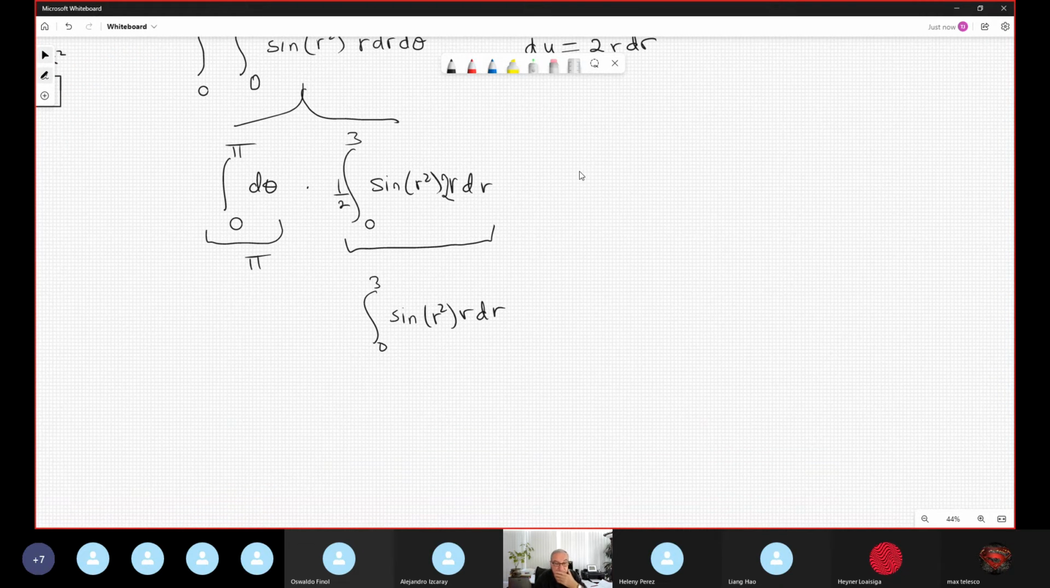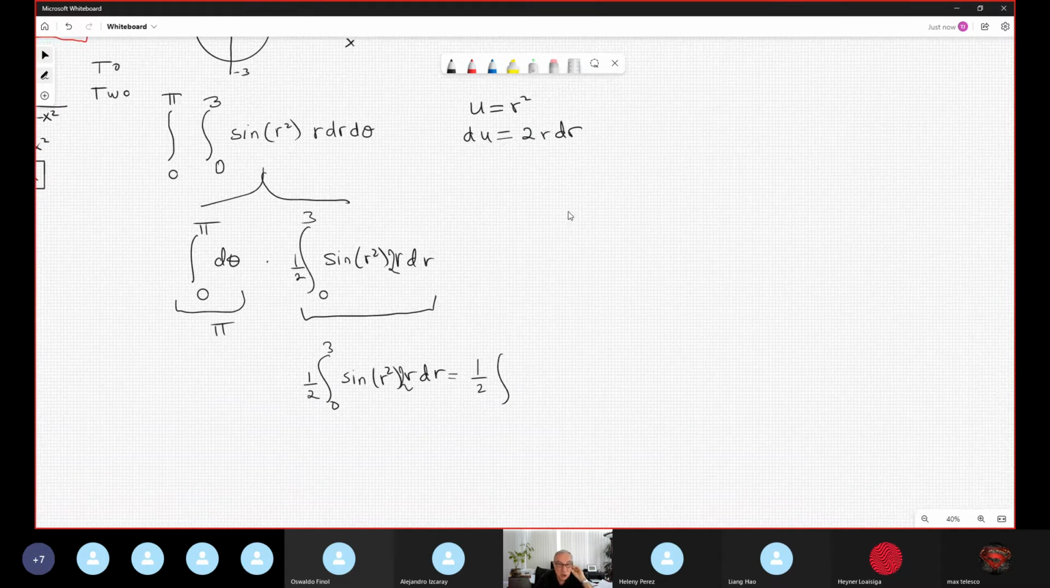Okay, so now, the substitution was: I need an extra 2 here to complete the differential, divided by 2 here. Cool, so we have 1/2 integral. Remember, the substitution was u is r squared. Therefore, we have sine u du, no? Because 2r dr is du. And the limits are, again, 0 and 9, because 0 squared and 3 squared.